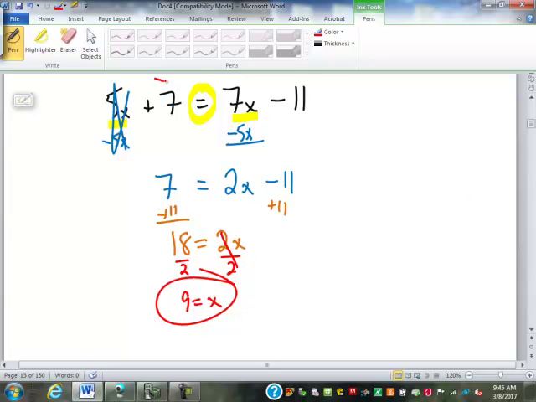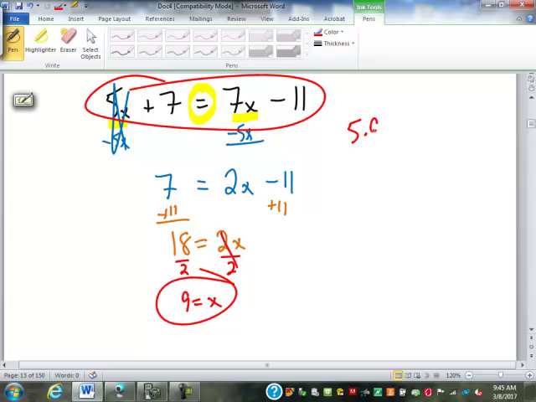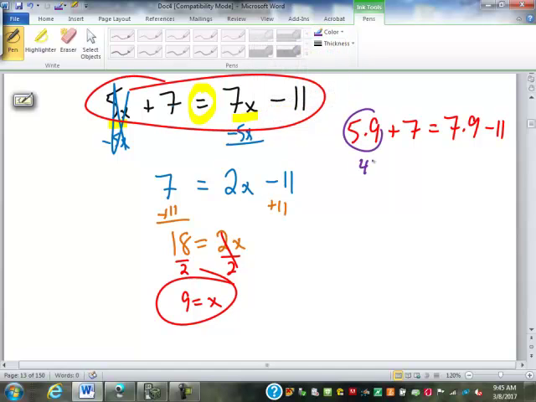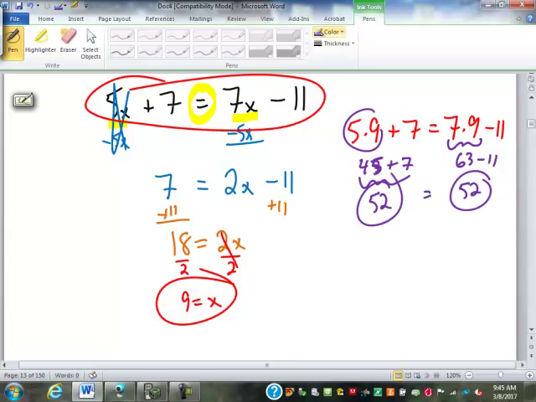Again, I would recommend you go back up here and double check that. Instead of 5 times x, that's going to be 5 times 9 plus 7. Equals, on the other side says 7 times x, that'll be 7 times 9 minus 11. 5 times 9 is 45. 45 plus 7 is 52. Over here, 7 times 9 is 63, minus 11 is 52. So we do have the same value on each side.